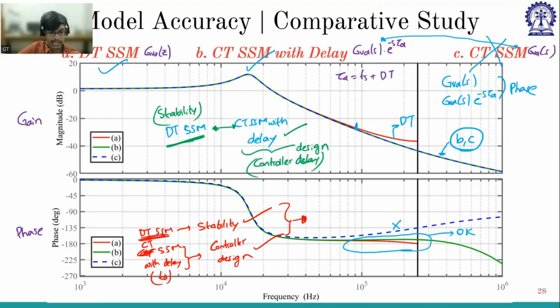For controller design, this is okay because we will be anyway designing FSW by 10, right? So this is FSW by 10. In this region, it will be close to this region and it is quite accurately matching. So the model is valid. So for controller design, I'll use this, but it is not sufficient to check the stability. For stability, I'll go with the discrete time.